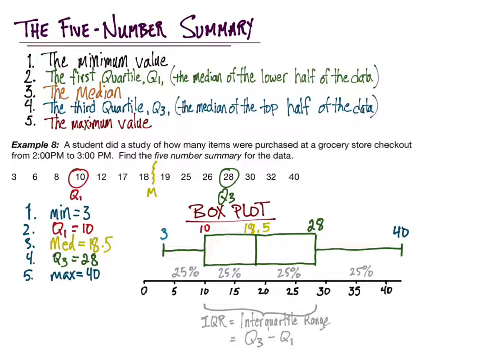And we need that to do the second part of the video, which is optional, and it's looking at what's called a modified box plot. So if you're not doing a modified box plot, you can go ahead and turn off. If you want to look at what a modified box plot is, looking at how to identify outliers, continue on.